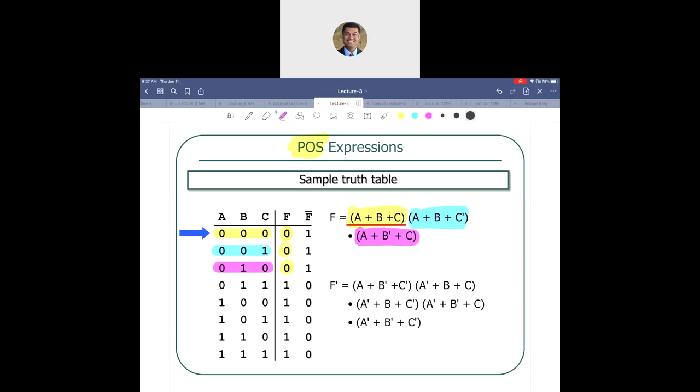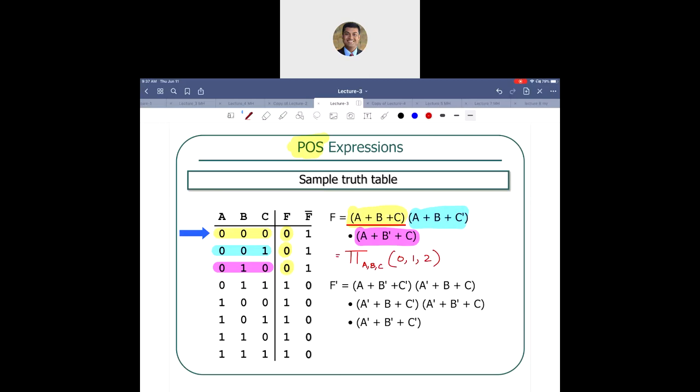Can be written in a shorthand form or a compact manner as, in this case, we are doing a product. So pi. What is the order of the inputs? A, B, C. What are the rows that are getting max terms? 0, 1, and 2. That's for F.